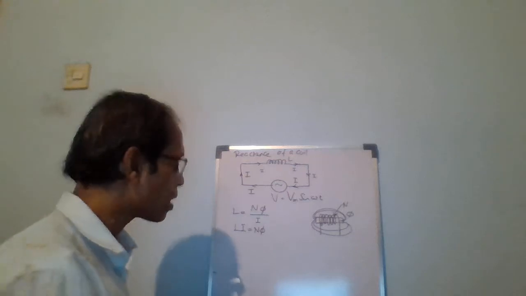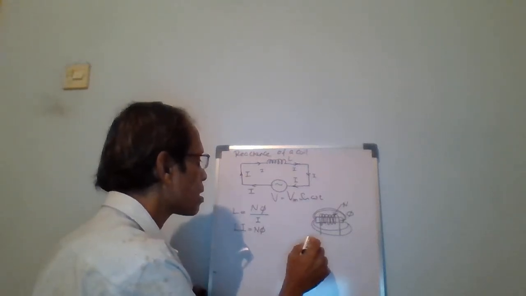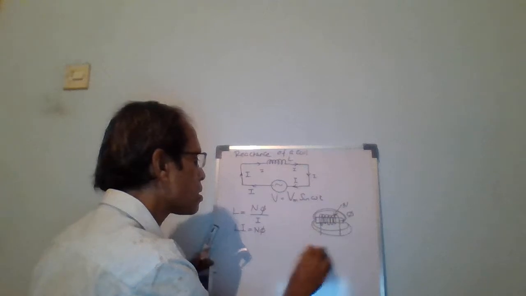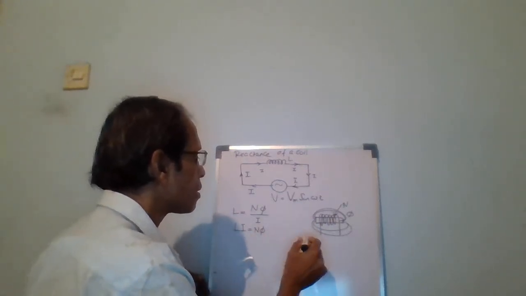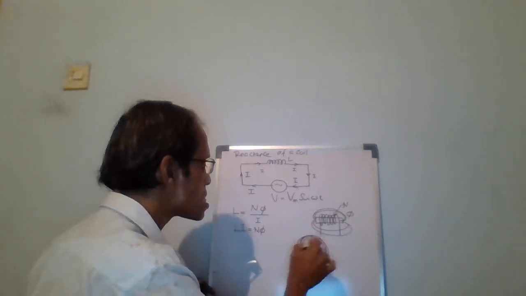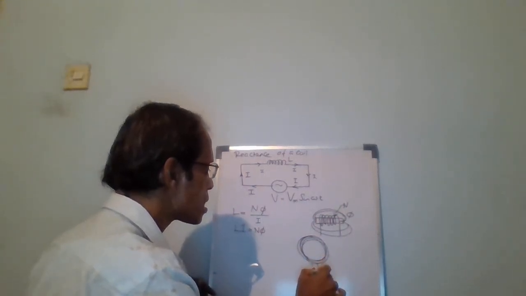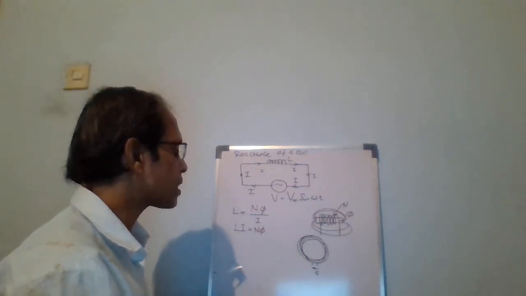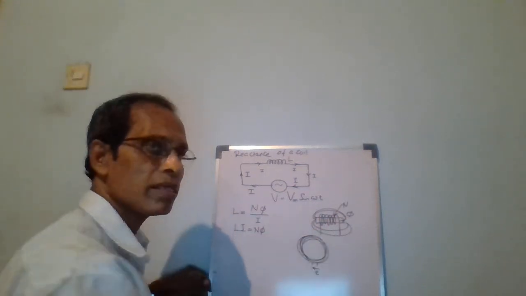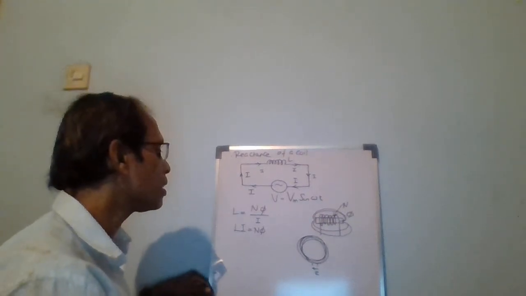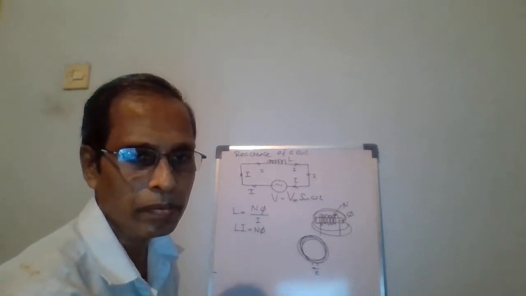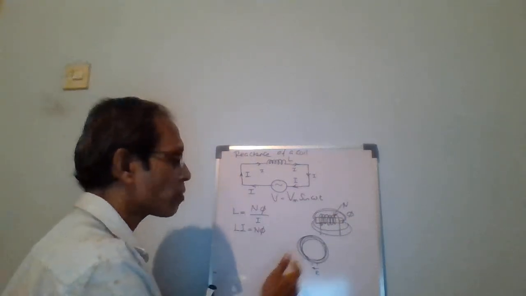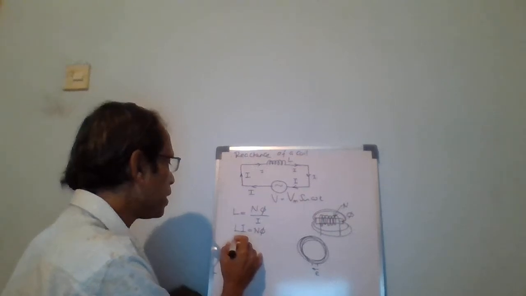Now say if you got a coil like this, if you have supplied some current flow through this coil, then what is the electromotive force between these two ends of the coil? Its value, magnitude, we can write like this.